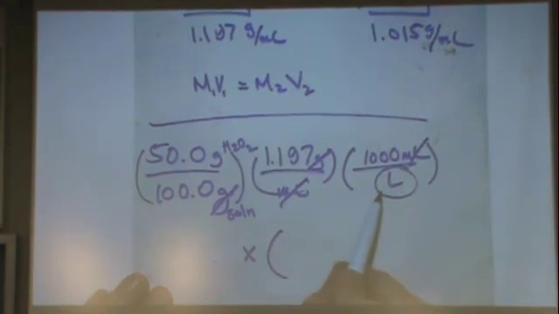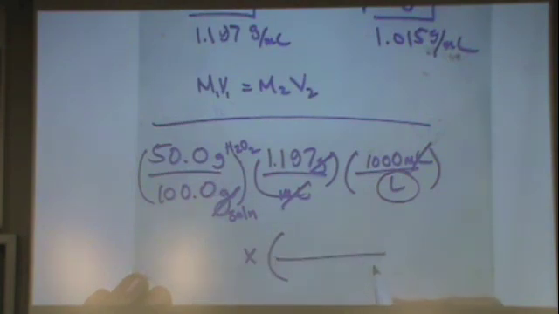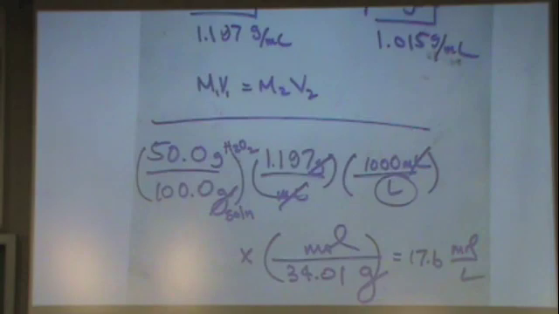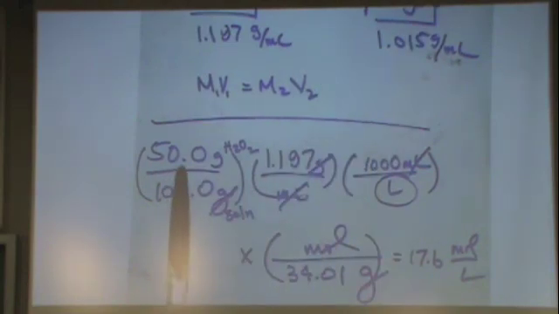So the bottom is set. I'm good with the bottom. I need to change the top to moles. How do I do that? The molar mass. The molar mass of this H2O2 is 34.01. So this will give me moles per liter. This one happens to be 17.6, I think. So what you would do is the same for the 3%. This would be 3 over 100 here, and this would be the 1.015 here. Everything else is the same.